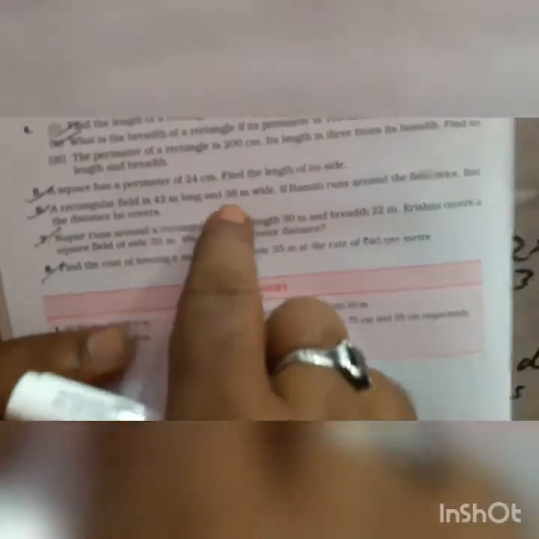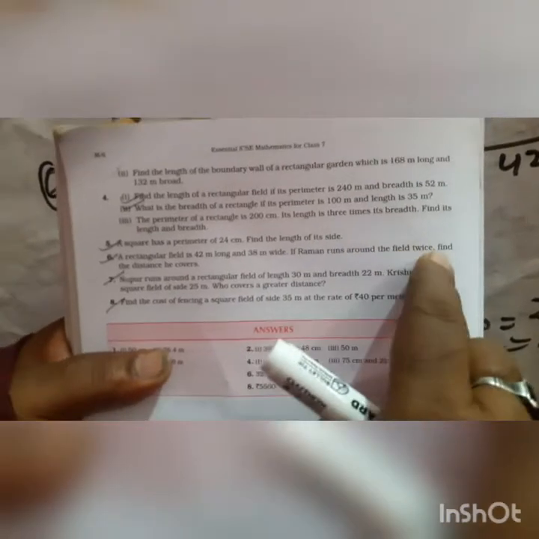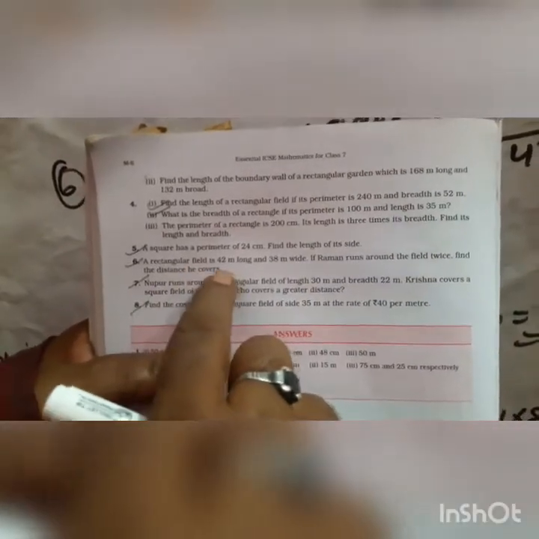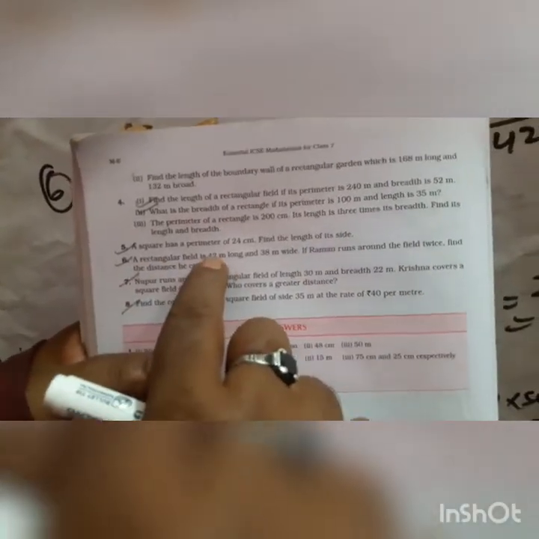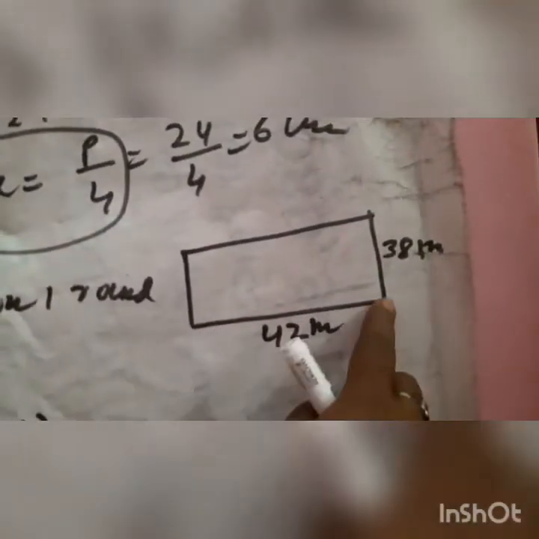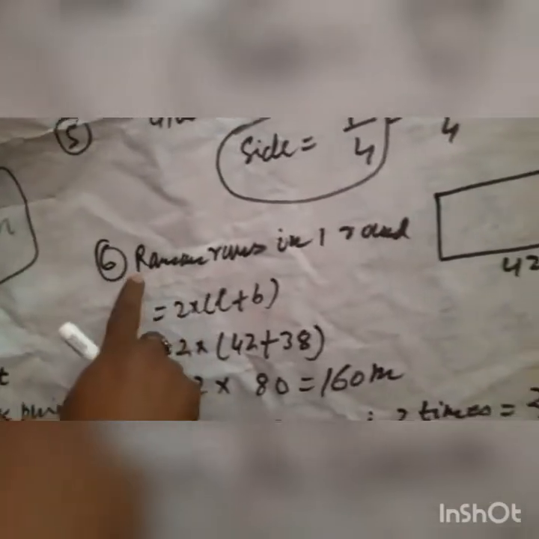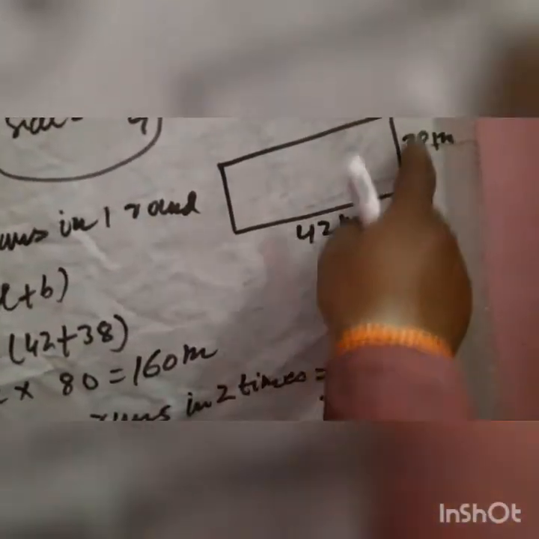Now come to the question number 6. A rectangular field is 42 meter long and 38 meter wide. If Raman runs around the field twice, find the distance he cover. एक फील्ड है जिसकी लेंथ इतनी एंड ब्रेथ 38 मीटर. एक लड़का है रमन, वो उसके 2 चक्कर लगाता है. So suppose this is our field whose length is 42 meter and breadth 38 meter, and one student Raman, a boy Raman, who runs 2 rounds.